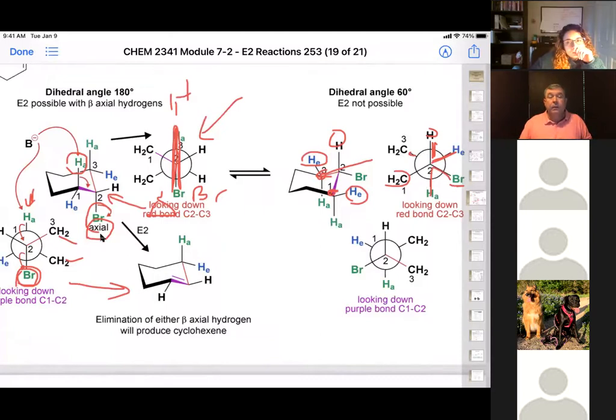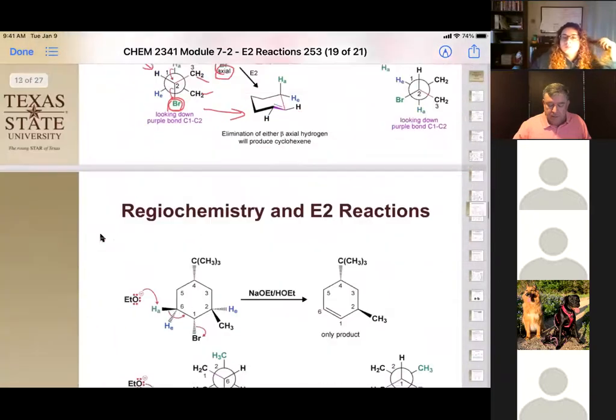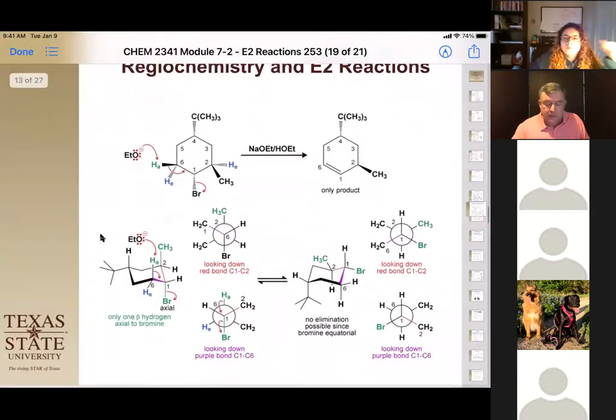Okay, now when we have the ring flip, that means that as we start to substitute it here, we're going to have to look at, are we forming that Zaitsev product that we're hoping to have, the more substituted one. If we can't get a hydrogen and a bromine opposite each other to form the more stable one, we might not be forming it. Okay, so let's look at this. So let's look at this example here.